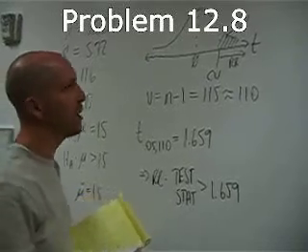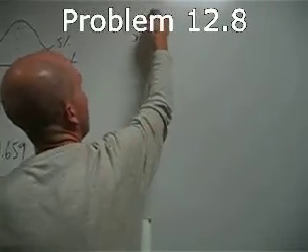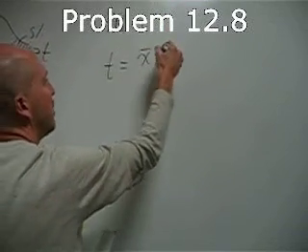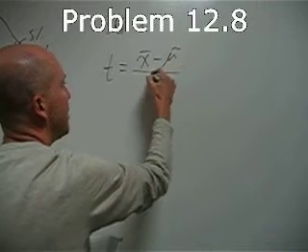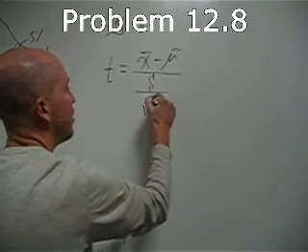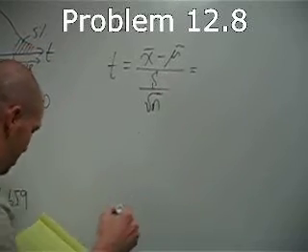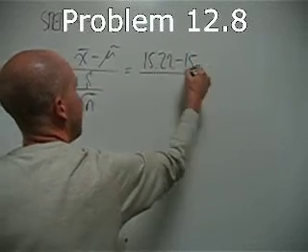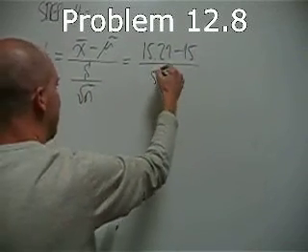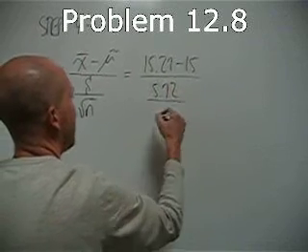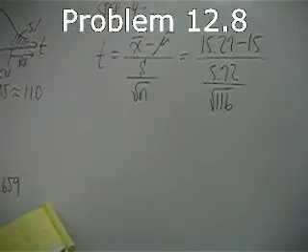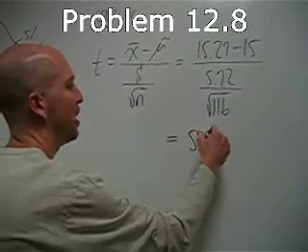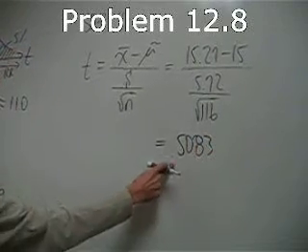That's step 3. Our next step is to figure out our test statistic value, which is a t-statistic. The formula is the sample mean minus the hypothesized mean, divided by the sample standard deviation over the square root of n. Just plug in those values. We have 15.27, our sample mean, minus the hypothesized mean of 15, divided by the sample standard deviation 5.72 over the square root of 116. When you calculate this out, it comes to 0.5083.